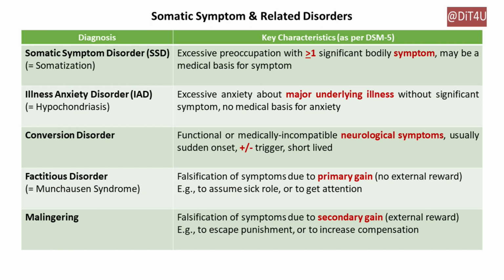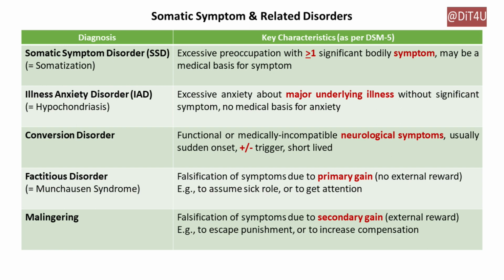Factitious disorder and malingering, better to consider them together. Factitious disorder in the olden days was also known as Munchausen syndrome, but now we just call it factitious disorder. Factitious disorder is falsification of symptoms due to a primary gain. Primary gain means there is no external reward.